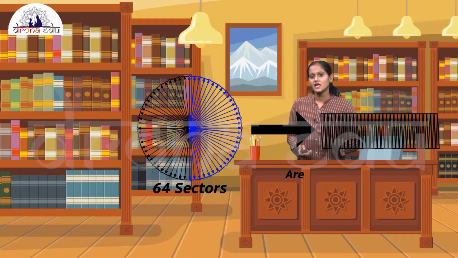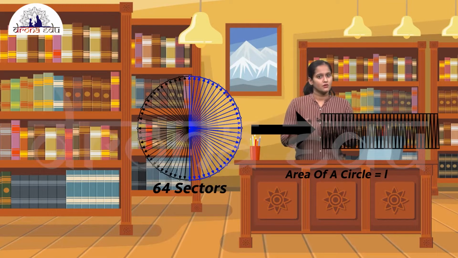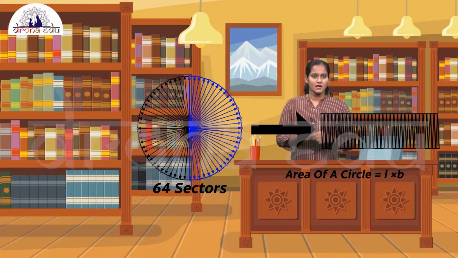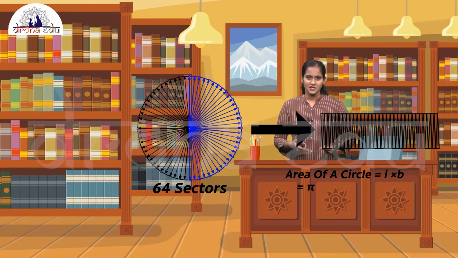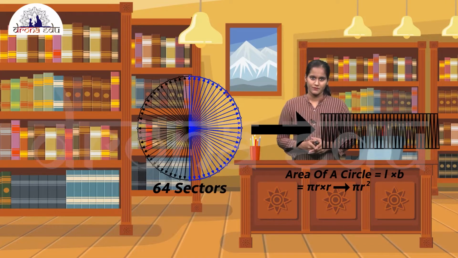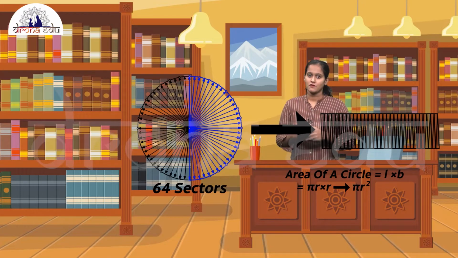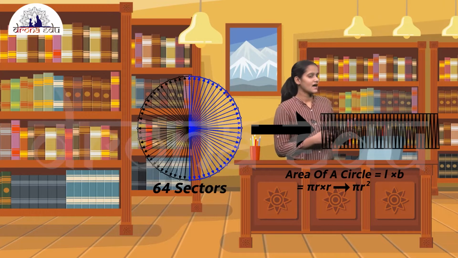Now the area of a circle is equal to the area of the rectangle formed, that will be equal to length into breadth. So that will be pi into r into r, which equals pi r square. So the area is given by the formula pi r square, where r stands for the radius of the circle.